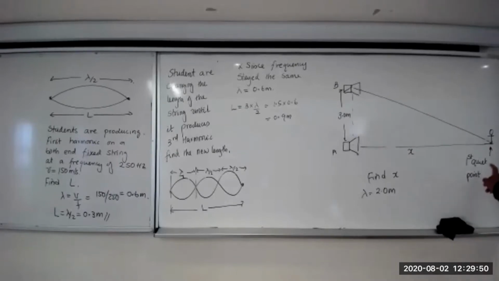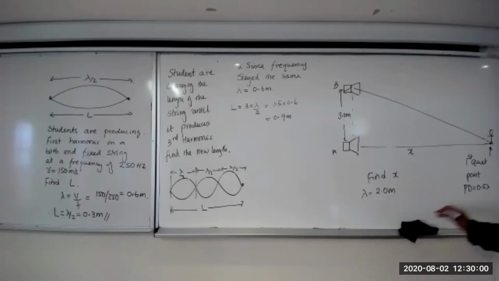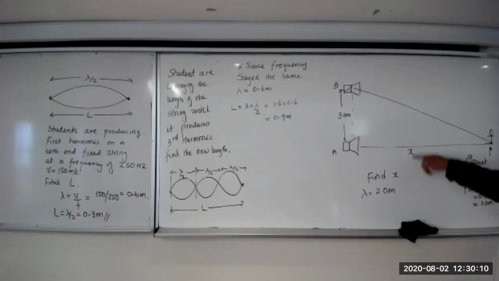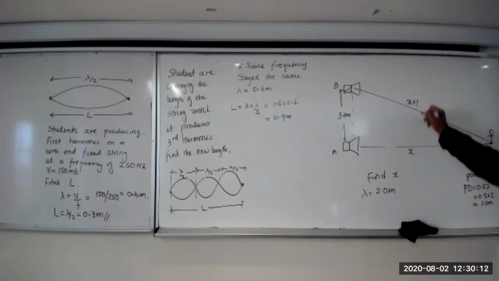Hey guys, first point means the path difference is equal to 0.5 lambda. So 0.5 lambda means path difference is equal to 1 meter. If that is x, that should be x plus 1.